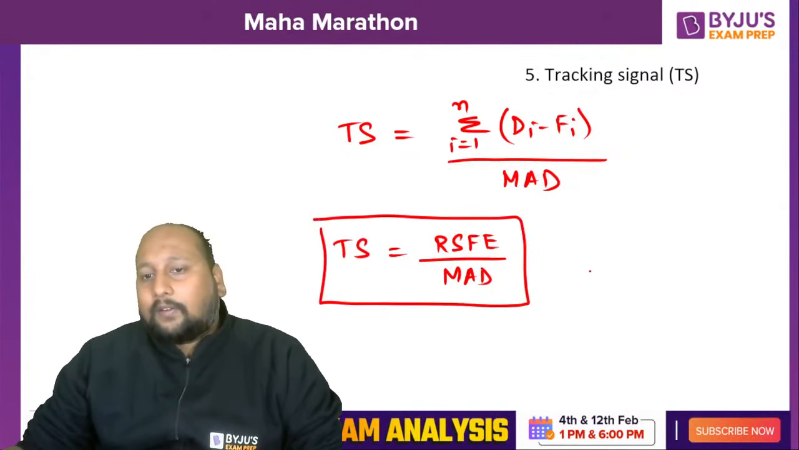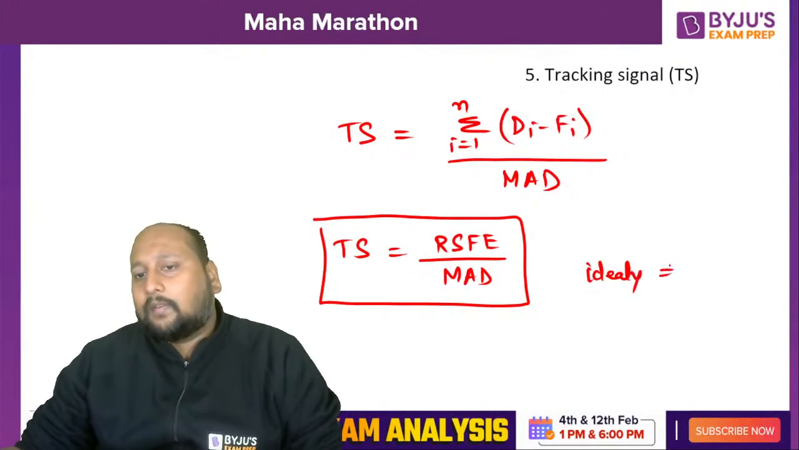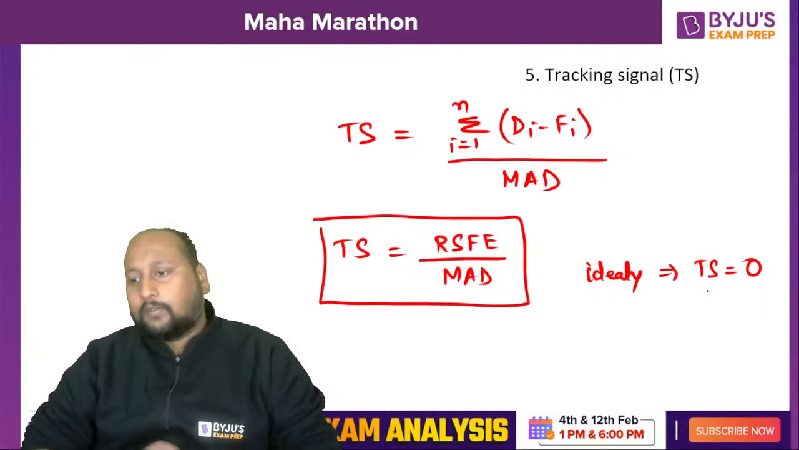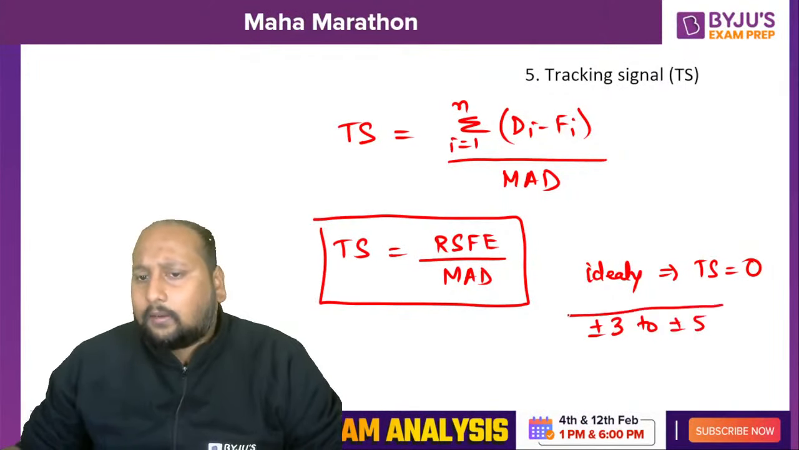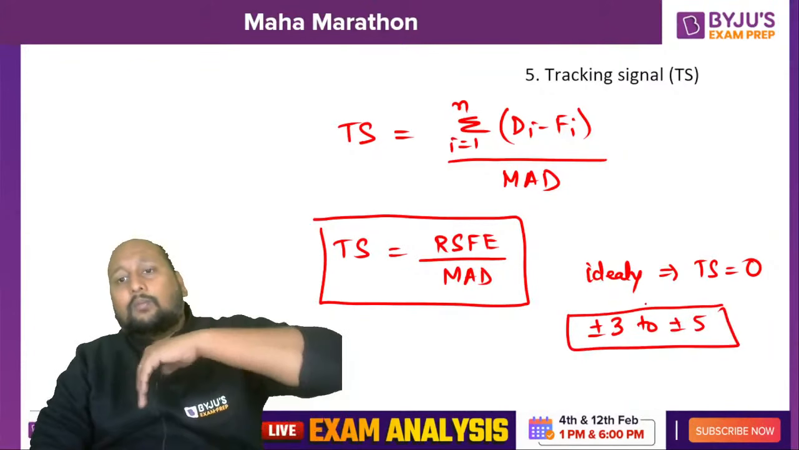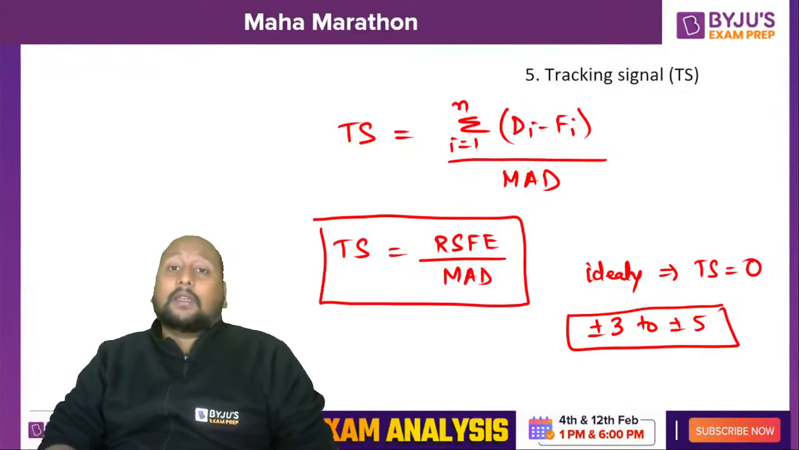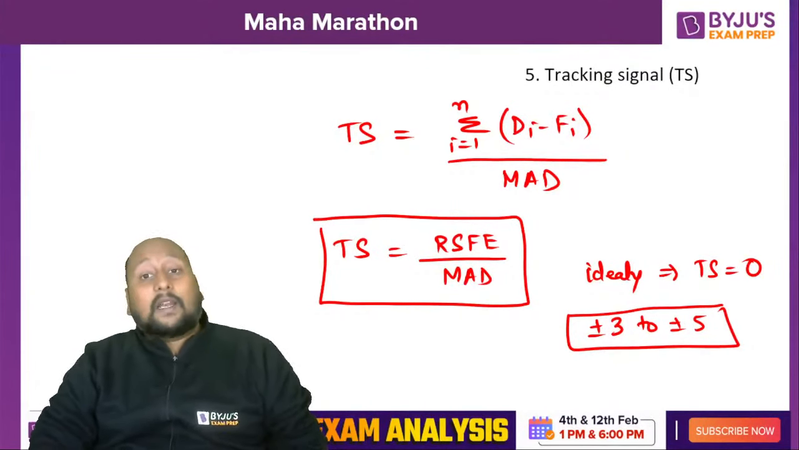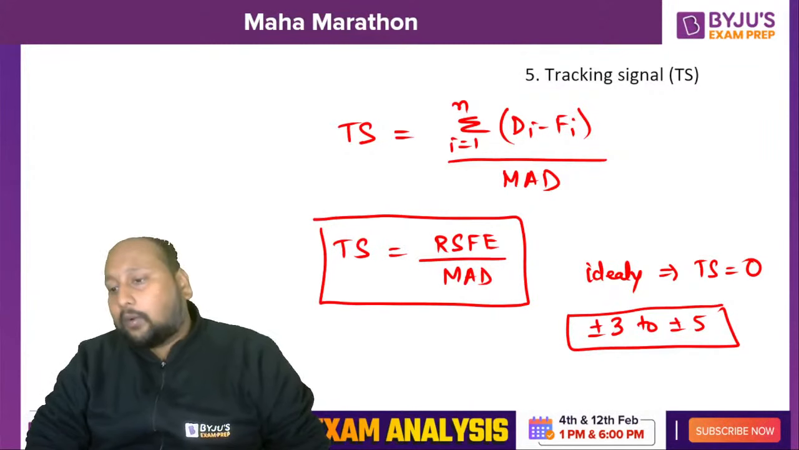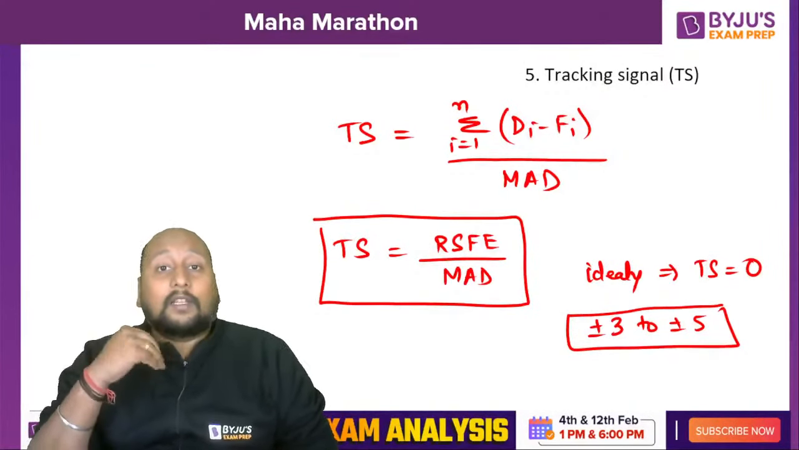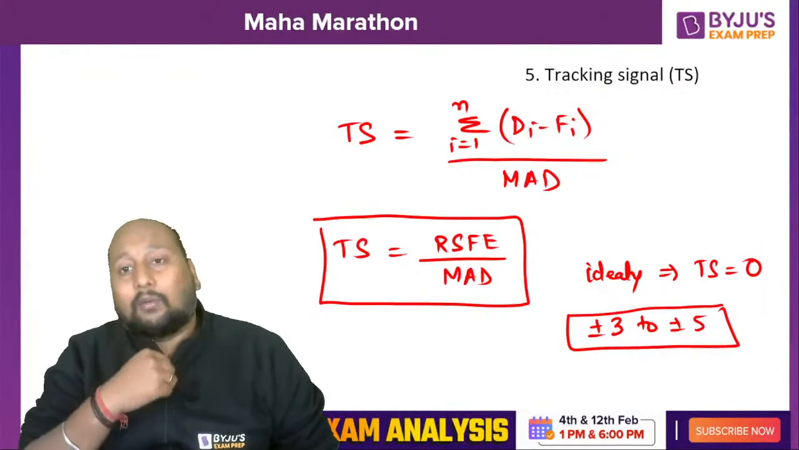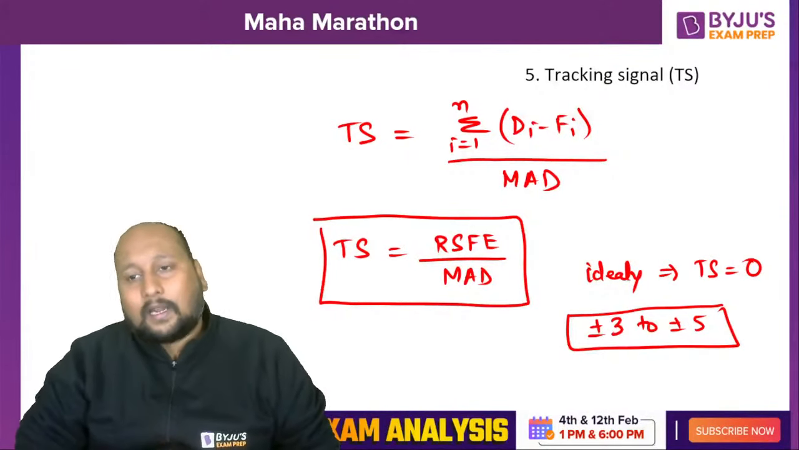Ideally, the tracking signal should have a value of 0. If you have a 0 value, it's perfect. But if you have a value between plus minus 3 to plus minus 5, then we can say it is a good forecaster. If you have a value beyond this, let's say plus minus 8 or plus minus 9, that means the forecaster is not able to forecast accurately. That is the reason we calculate the tracking signal, to identify whether the forecaster is performing its job accurately or not. That is the significance of the tracking signal.